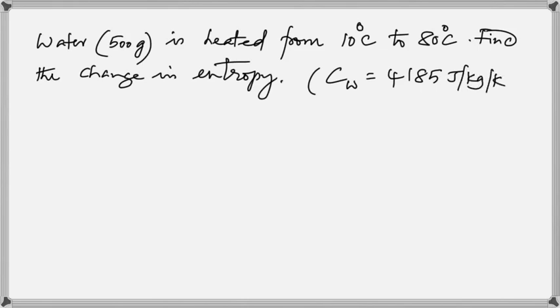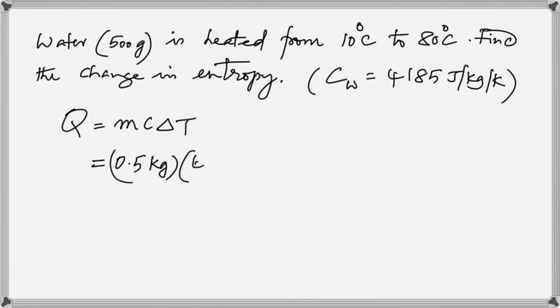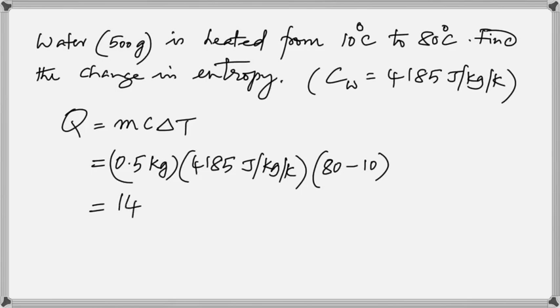And so first we find the quantity of heat required, which is mass times specific heat times change in temperature. Mass is 0.5 kilograms. Specific heat is 4185. And the change in temperature, 80 minus 10, that's 70. 70 Celsius. If you take the change in temperature in Kelvin, you know it'll still be the same. The change will be the same. So that is a big number there, 146475 joules. But that's just the quantity of heat.